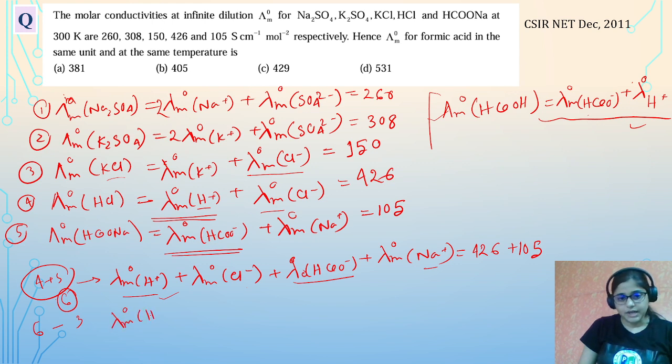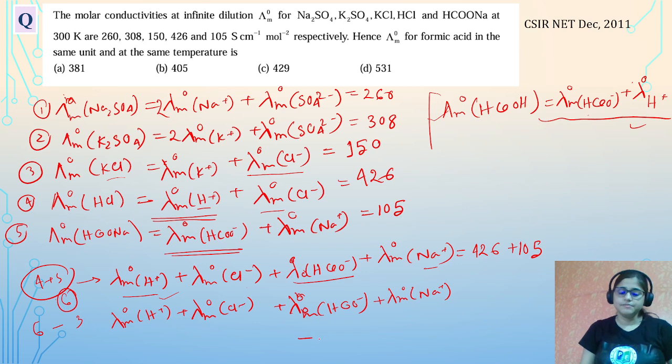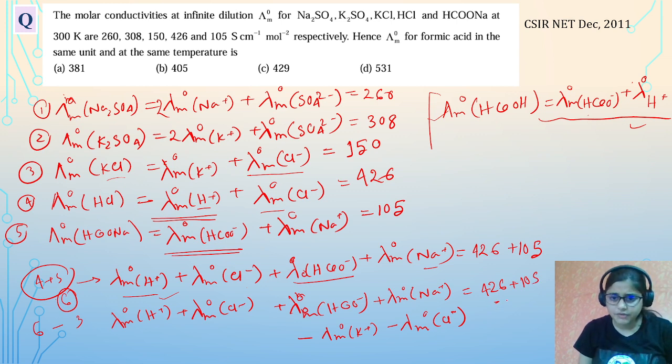Now what will happen? Delta M0 of H plus, plus delta M0 of Cl minus, plus delta M0 of HCO3 minus, plus delta M0 of Na plus is there. Now we are subtracting with HCl. Delta M0 of H plus minus delta M0 of Cl minus. Fine. And the value of this will be 426 plus 105 minus the HCl value, which is 150.